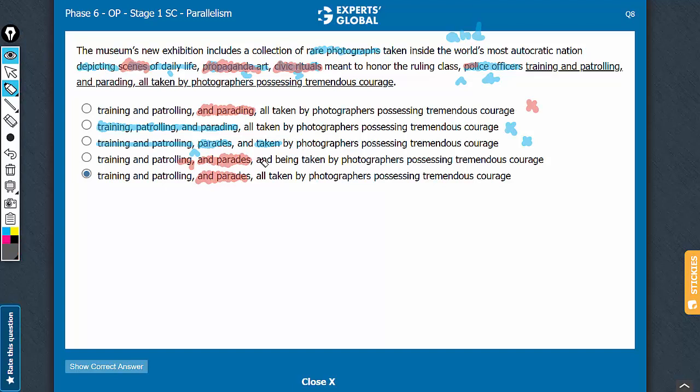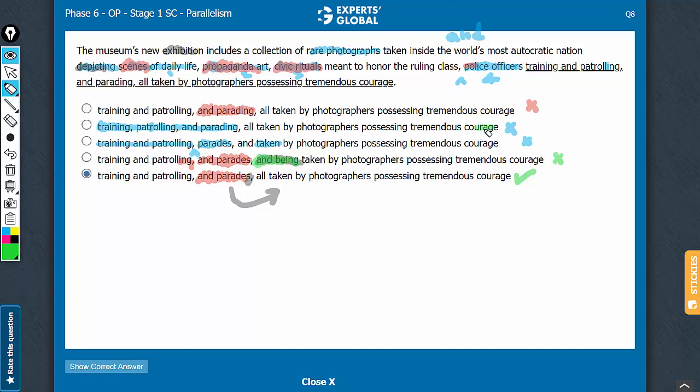Choice D has this demerit of using an and being construction here. The thought has very well completed here with the list and the main message that the exhibition includes a collection of rare photographs depicting 1, 2, 3, 4 and 5, and this thought ends with this comma. These all 5 things taken by photographers possessing tremendous courage. That conveys the intended meaning. E is the best answer choice. D is close, but it can be eliminated because of this problem here.